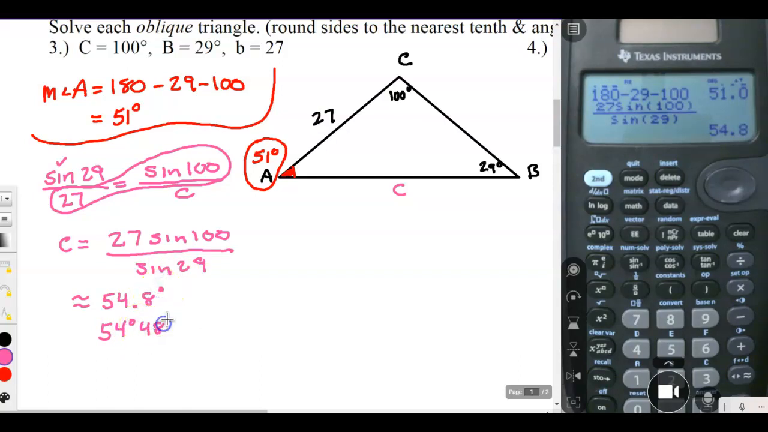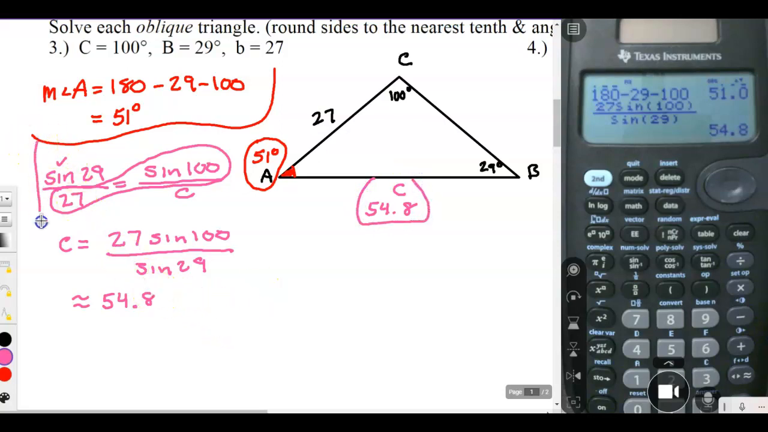We got 48 minutes. Oh no, I'm wrong. This is not a degree. That's correct. Okay, yeah, this is the final answer. We're doing a side. We're not doing an angle. I just got excited. So we have 54.8 for our side C. There we go.